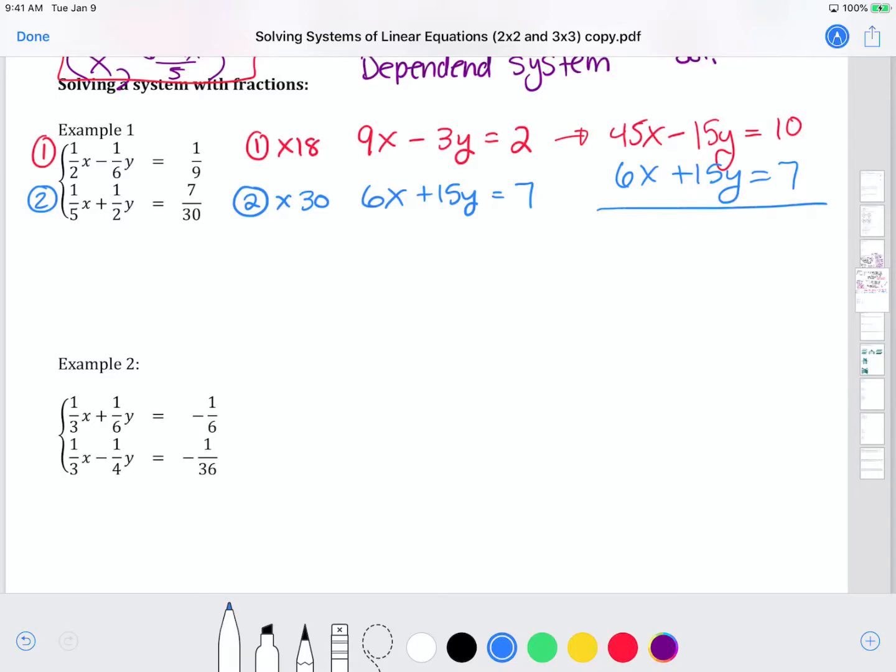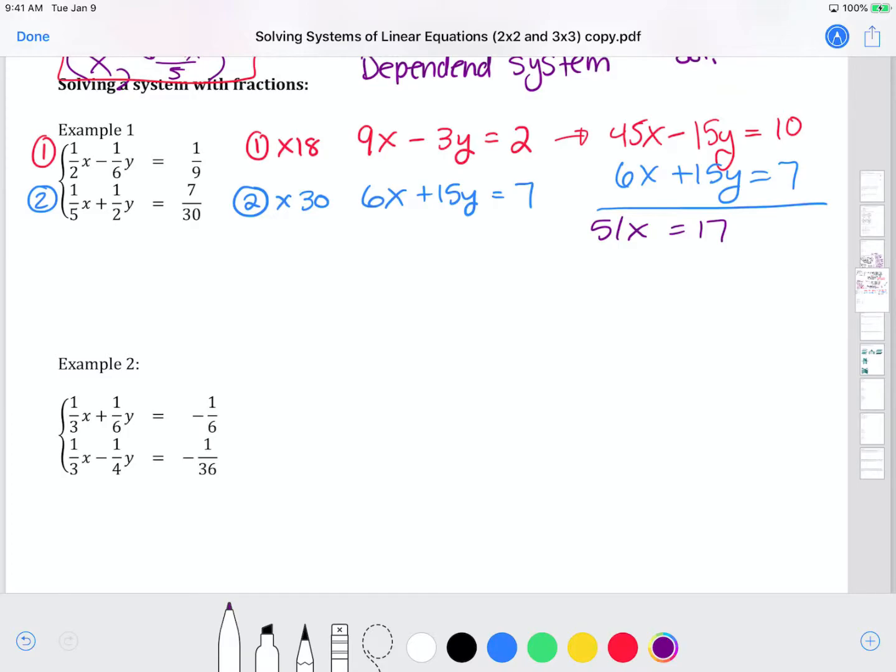And now I can add them vertically. When I add them vertically, I get 45x plus a 6x. That gives me a 51x. The negative 15 and the positive 15 disappear. And then I have 10 and 7 is 17.